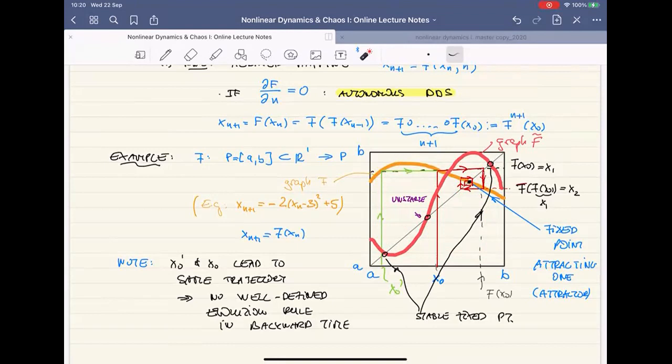That's related to the non-invertibility of this function, as I have given. This would not happen if we had an invertible one-to-one function. So the evolution rule is not invertible, but it's a perfectly fine evolution rule in forward time.